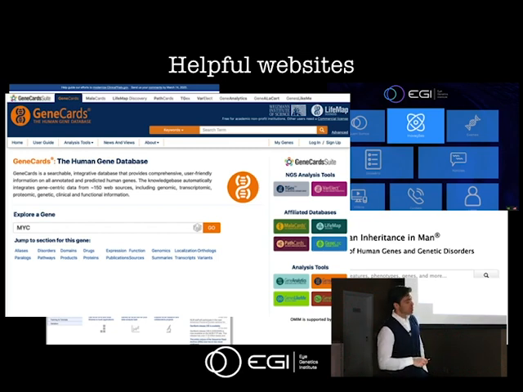GeneCards is a very comprehensive website, and in this database we can find a lot of information regarding the gene structure, the chromosome, the loci, the locus.